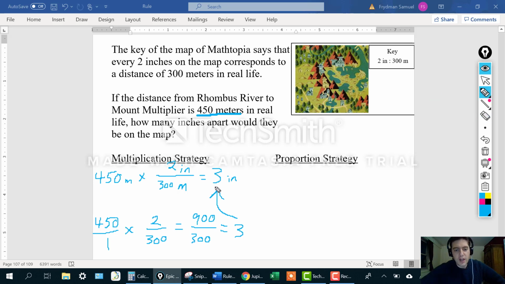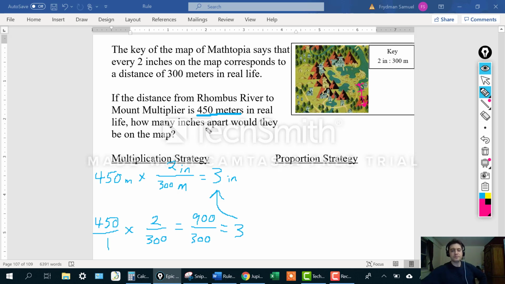So we just figured out that if these two places, Rhombus River and Mount Multiplier, let's say this is Rhombus River over here. Let me switch to pink. Let's say that's Rhombus River and this is Mount Multiplier over here. Then these two things would be 1, 2, 3 inches apart on the map if they were 450 meters apart in real life.